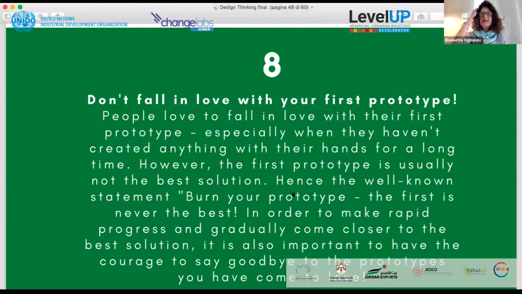If you understand that, don't be so focused on your first prototype, because you have to check with your end user first, and then with your stakeholders and your community, because you have to understand if your first prototype is really the right one for the market.